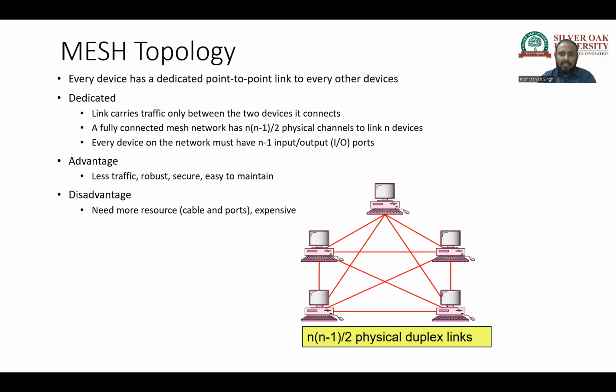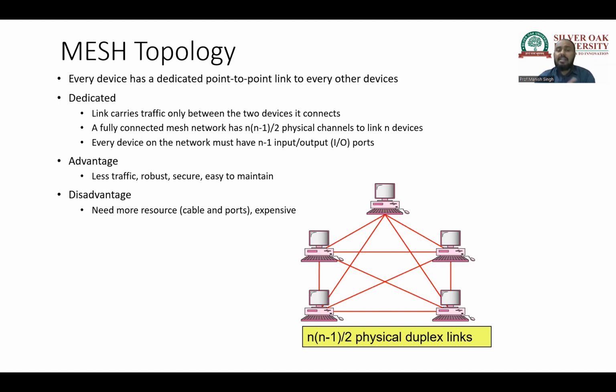Means suppose PC1 wants to connect to another PC, they use a dedicated link. So in this figure you can see there are 5 PCs, and each device is connected via a dedicated link. That's why it is called a mesh topology.